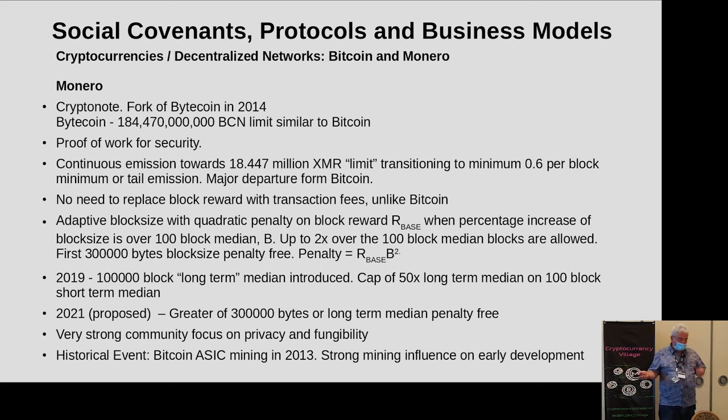There were a couple of other things added. The model is designed to stabilize the long-term median. This is the reason for the 50 times cap in the long-term median, to allow for the Visa thing I was mentioning, that you want to allow this fast ramp up in December to deal with retail transactions. This is where Monero has addressed this problem.